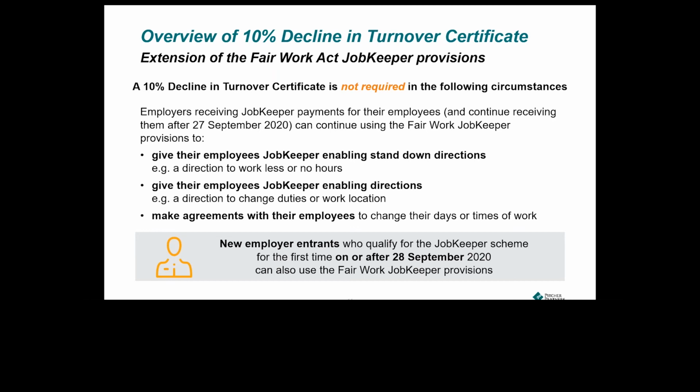So just to emphasize that the 10% decline in turnover certificate is relevant for those employers that were within JobKeeper 1.0, so were receiving JobKeeper payments for a JobKeeper fortnight that ended prior to the 28th of September, but won't qualify to receive JobKeeper payments for the fortnights from 28th of September onwards, and who wish to continue issuing these directions to their employees.